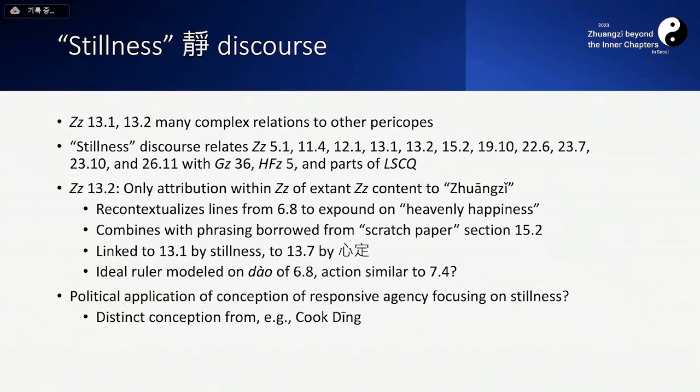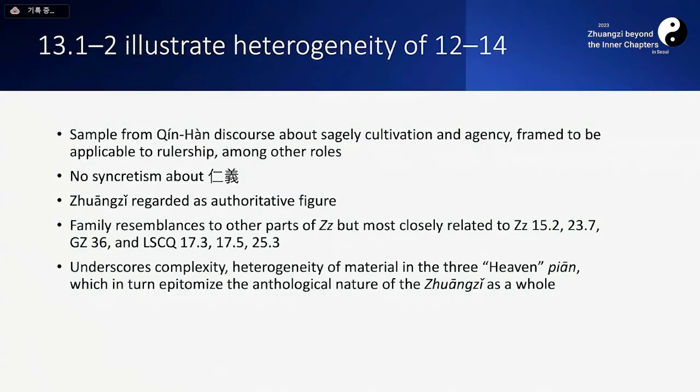So without attempting to tie together all of the very messy threads poking out of sections 13.1 and 13.2, let me suggest that in those sections, we're probably looking at a sample from a Qin Han discourse about sagely cultivation and agency that the writer is attempting to promote as applicable to rulership, among other roles.